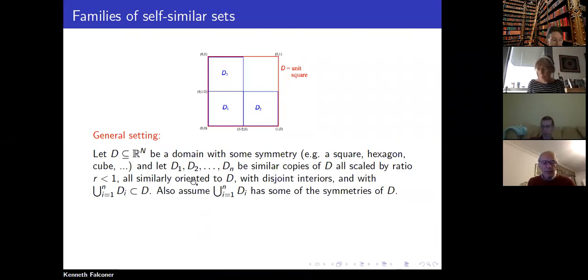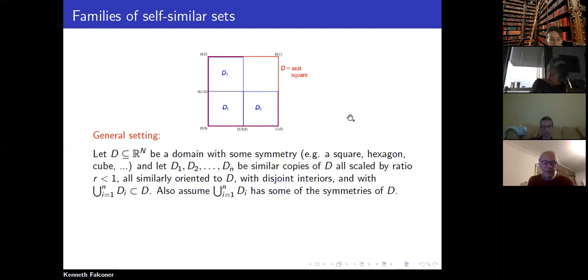And I want them to be arranged inside D so that their interiors are disjoint, and I want them to be similarly orientated. So the positioning is a direct positioning under a symmetry of the larger square. And I also want to assume that if I take the union of these smaller regions Di, which in this case is this L-shaped block, the union of these squares has some of the symmetries of D. So in this example, the symmetry group of the square is of order 8, and this L-shaped figure has two symmetries of those 8, namely the identity and reflective symmetry about that leading diagonal.